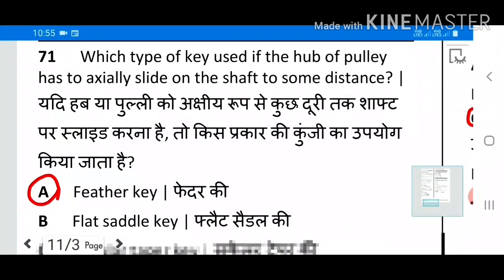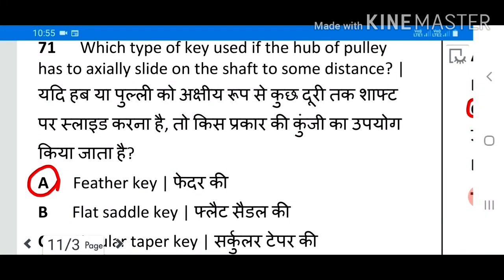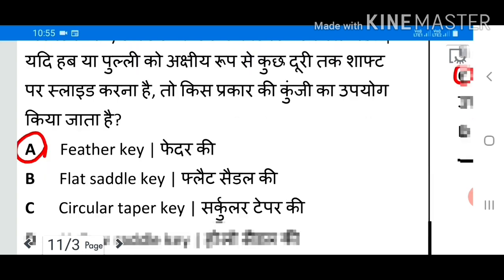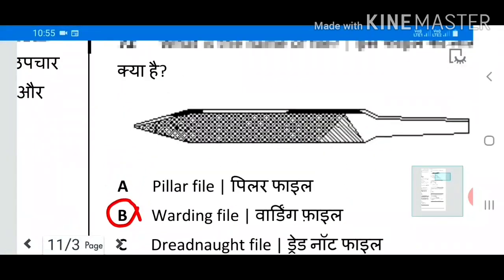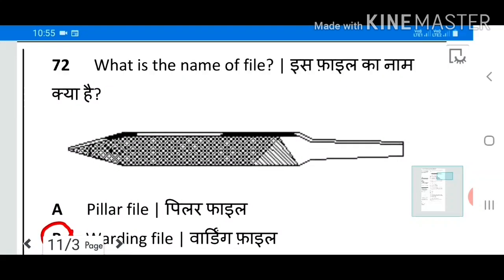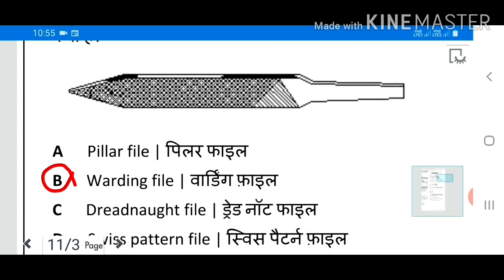71. Which type of key is used if the hub of pulley has to axially slide on the shaft to some distance? Answer A. Feather key. 72. What is the name of file? Answer warding file.